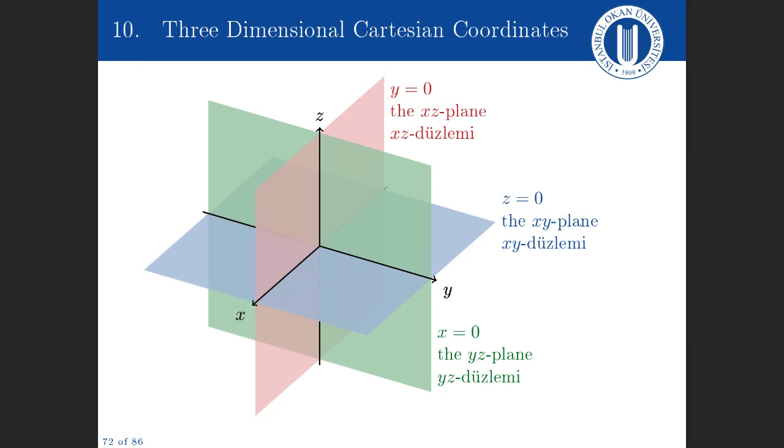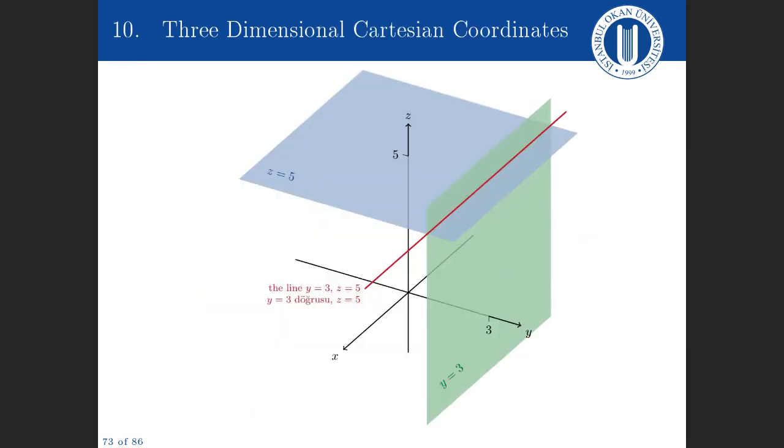They look like this. Now, we don't have to have equal to 0. We might have, say, y equal to 3, or the points where x can be any number, y must be 3, and z can be any number, and we have a plane z equal to 5. These two planes intersect in a line. It's the line where y is equal to 3 and z is equal to 5.